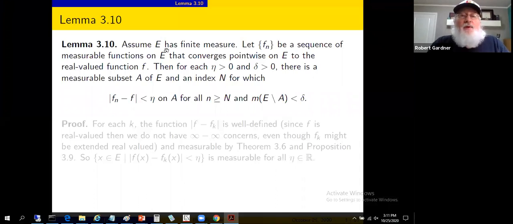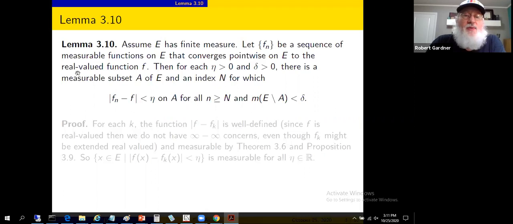Okay, setting is assume E has finite measure. Egoroff's theorem will be stated for sets of finite measure as well. E has finite measure. Let f sub n be a sequence of measurable functions on set E that converges pointwise on E to a real valued function f. So, a sequence of measurable functions converging pointwise to a real valued measurable function.